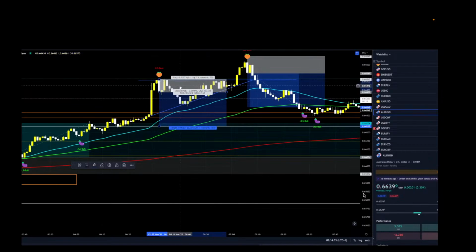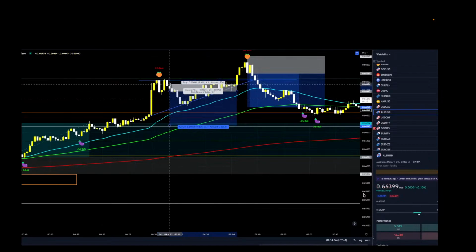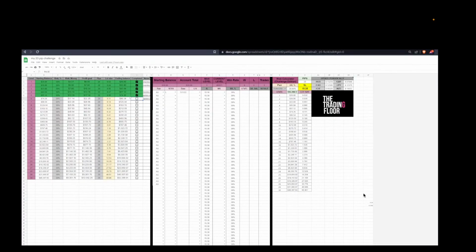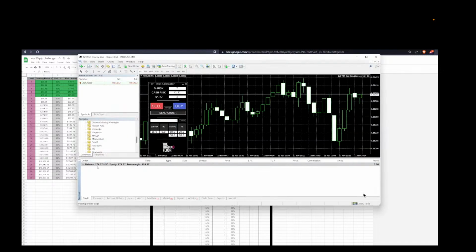I closed this trade right about here because it was the exact number that I needed to be on level 5 of the 20 pip challenge. So 74.26 needed to be my profit area or my account balance. And as you can see right here, I am currently $74.37 in profit on the 20 pip challenge.